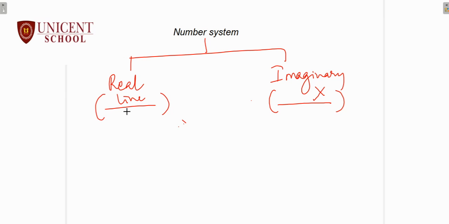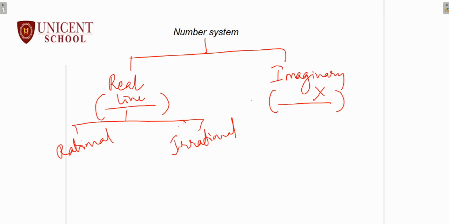And these real numbers are again divided into two categories. One is rational numbers and the other is irrational numbers. What are these rational numbers? The numbers that can be written in the form of p by q. And irrational numbers are the numbers that cannot be written in the form of p by q. So examples we can take: root 2 is irrational, pi is irrational, etc.